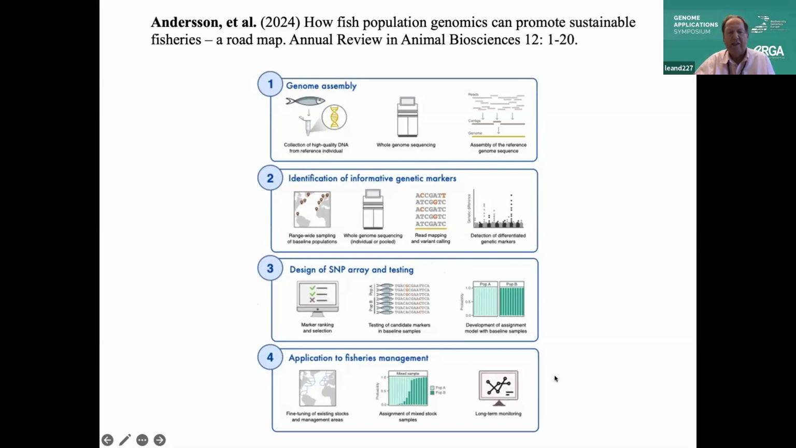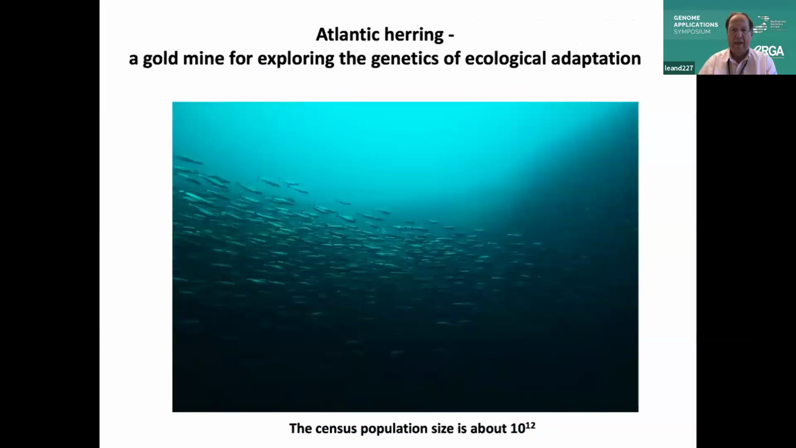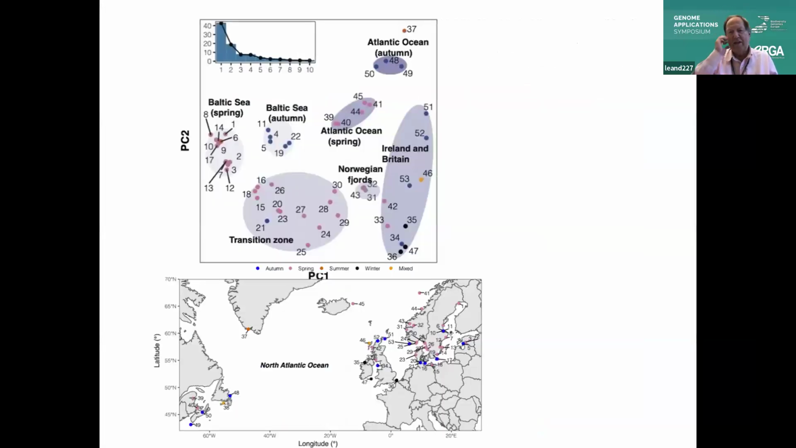In the fourth step, this is applied to fisheries management, where you often have mixed samples of mixed populations, and you would like to assign the samples you have taken from a certain area to a certain stock and be able to judge how the different subpopulations are doing. I have been working on Atlantic herring. I call this a gold mine also for exploring the genetics of ecological adaptation, and I will come back to that. The census population size is about 10 to the 12. So you could wonder why we need to be concerned about the conservation of one of the most abundant species on Earth. But the thing is that there is biodiversity also in a common species like this.